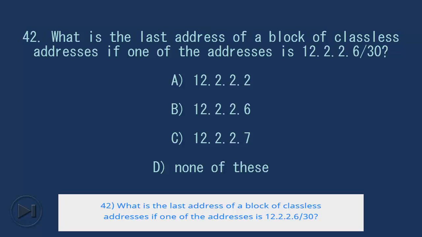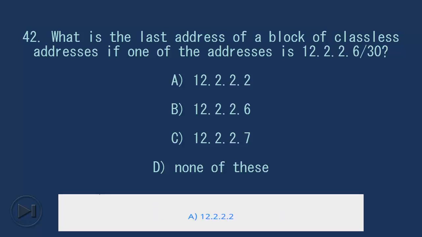42. What is the last address of a block of classless addresses if one of the addresses is 12.2.2.6/30? A, 12.2.2.2. B, 12.2.2.6. C, 12.2.2.7. D, none of these. Answer, C, 12.2.2.7.